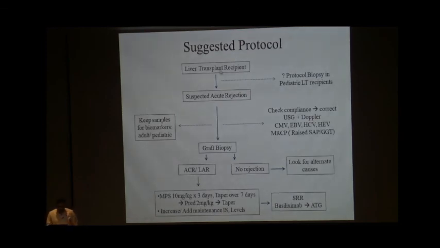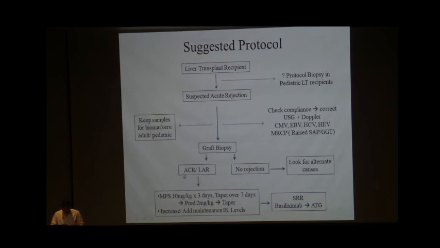So the protocol is obviously from the literature, not much of my role in this, but yes, in liver transplant recipients, we have to decide whether we need to do a protocol biopsy in pediatric LT recipients. This has to be again based on evidence, but evidence suggests that protocol biopsy has a role, at least in pediatric liver transplant rejection. When you are suspecting acute rejection, obviously apart from ruling out all other causes, I think we should keep samples for biomarkers, so that as a part of study, that can be done.